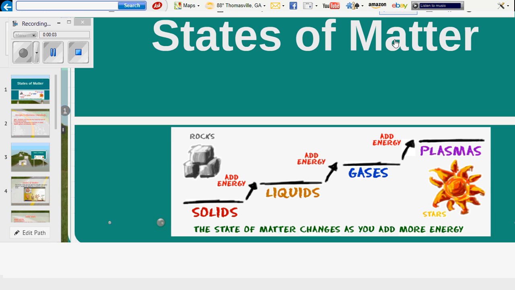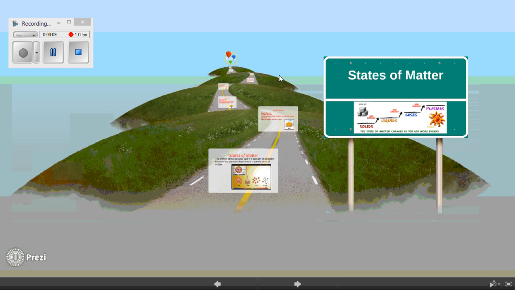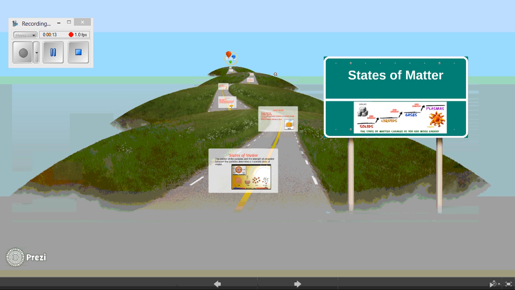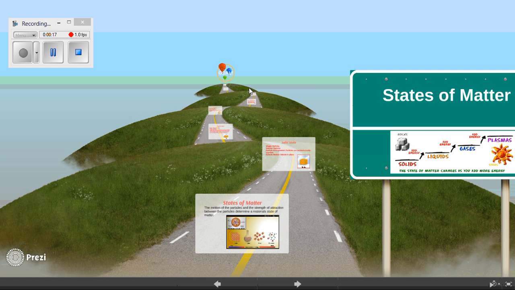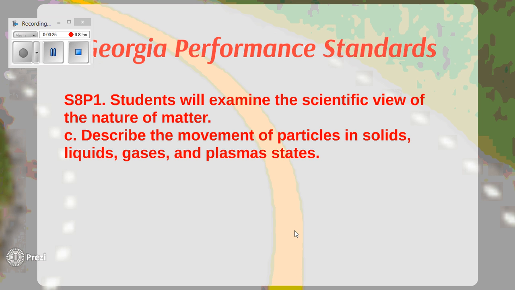Okay, class, in this lesson we're going to be examining states of matter. Let's first take a look at the standard that is associated with this particular topic. Georgia Performance Standards SAP1. Students will examine the scientific view of the nature of matter, which is the standard we've been studying over the last few weeks.